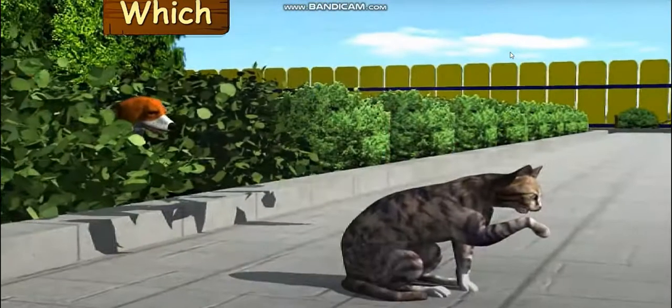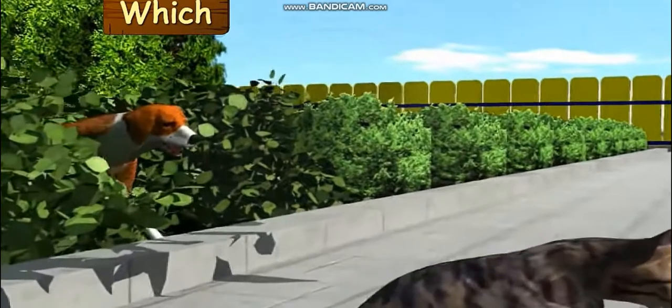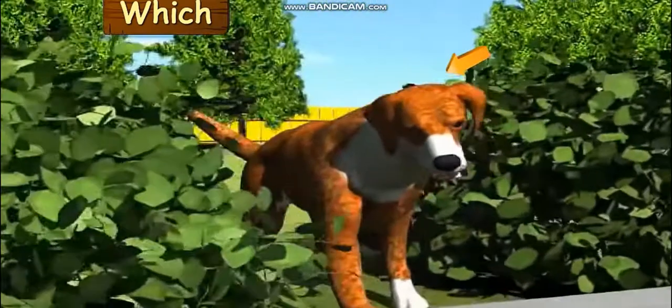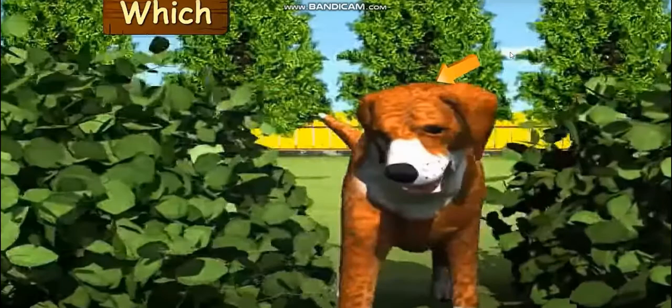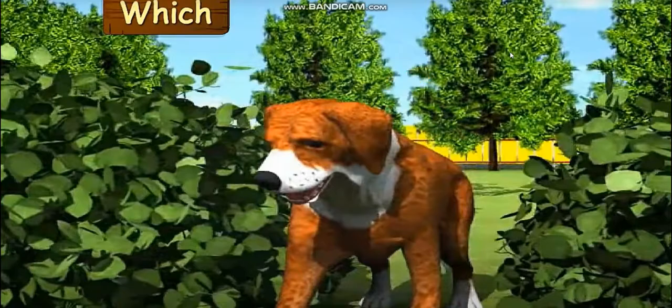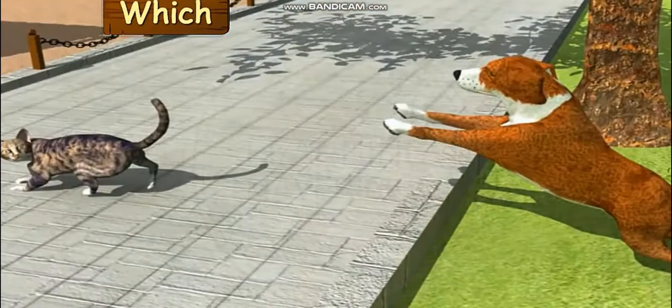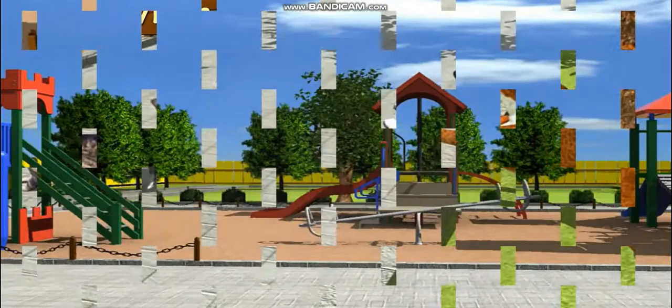For example, which animal appeared from the bushes? Yes, something appeared from the bushes, but which animal was it? Here, the name of the animal among all the other animals that appeared is asked.